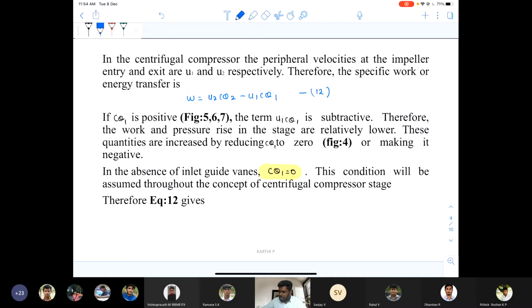Therefore, equation 12, W is equal to U2 C theta 2 minus U1 C theta 1, gives us an equation which is W is equal to U2 C theta 2, and consider this as equation number 13. Since in this equation, if you substitute C theta 1 equal to 0, this term gets nullified and you will get W is equal to U2 C theta 2.